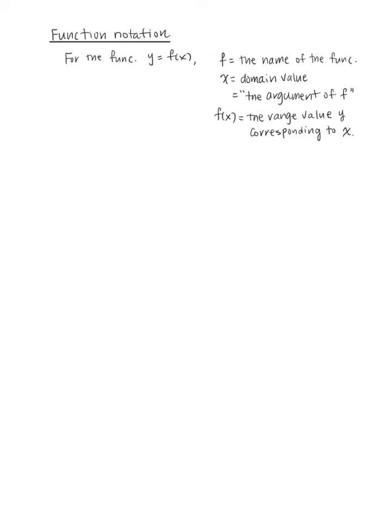All right, now let's talk about the function notation. For the function y equals, that is read as f of x. F is the name of the function, x is the domain value, but we call the x value the argument of f, and then f of x is the range value y corresponding to x. And one more thing I want to mention is this. F of x does not mean f times x, so be careful right there. Also, sometimes your textbook will say this: x is called the independent variable, and the corresponding y value is called the dependent variable.